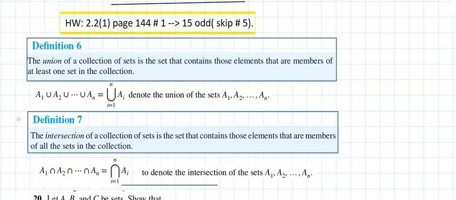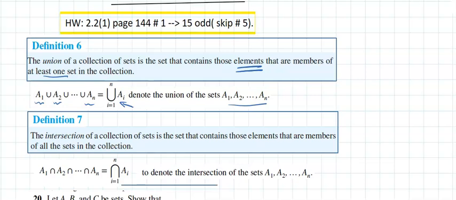All right. Definition 6. The union of a collection of sets is the set that contains those elements that are members of at least one set in the collection. So if we take set A1 union A2 union A3, we write it like this. This denotes the union of all of these sets.